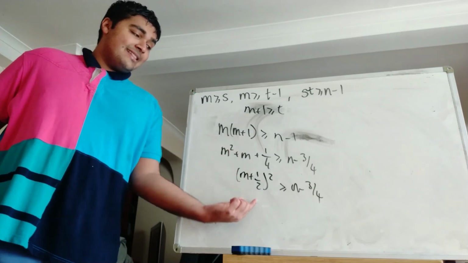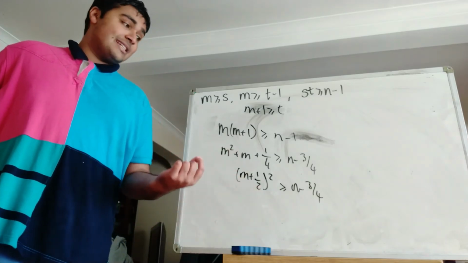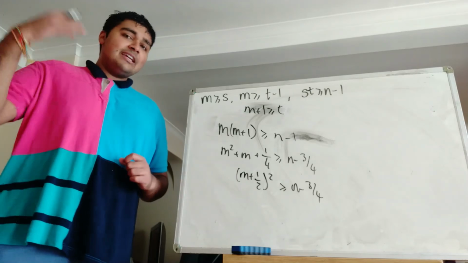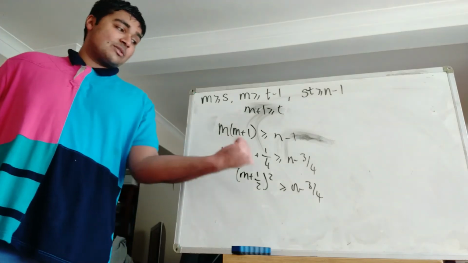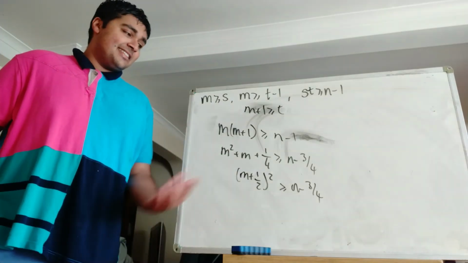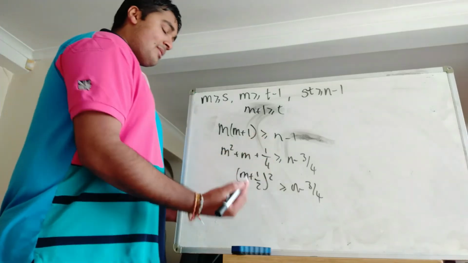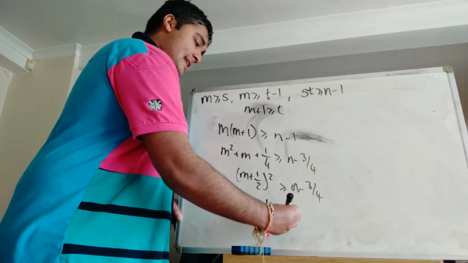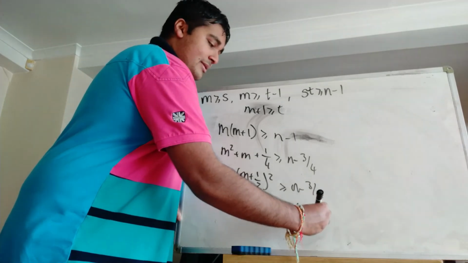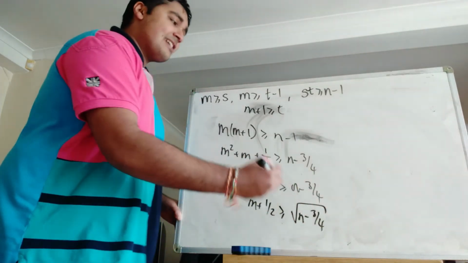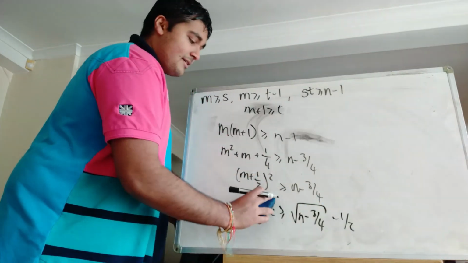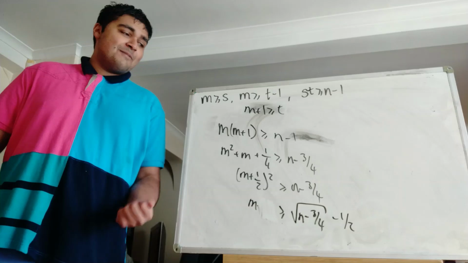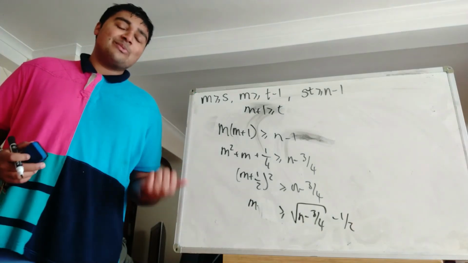And then notice again that because m plus a half is a non-negative number and n minus 3/4 is non-negative, because n, remember, is a positive number, I can take the square roots of both sides, and this won't change anything. So if I take square roots of both sides, I get m plus a half is bigger than or equal to the square root of n minus 3/4. And then of course just subtracting a half from both sides gives us that m is bigger than or equal to the square root of n minus 3/4 minus a half. And that's exactly what we wanted to prove.